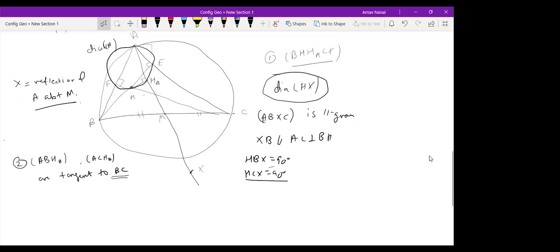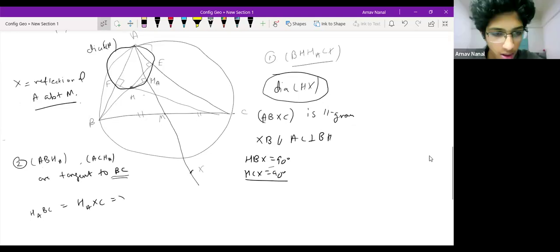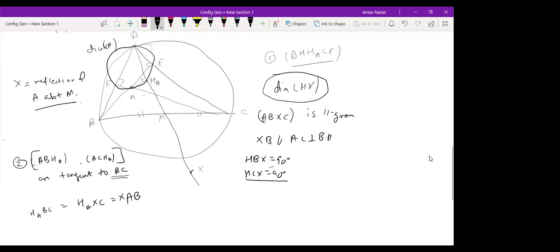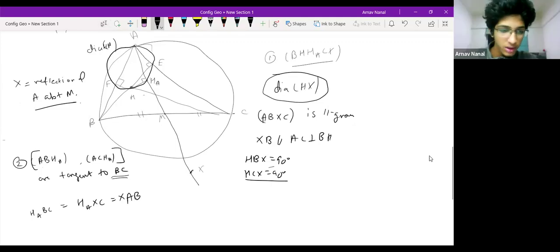So HABC is equal to HAXC, which is just equal to XAB. True. Yes. So you get that these two are tangent. Did everyone follow this angle chase? Guys, just reply with yes or no. Yeah. Nice. Okay, so we have this thing.